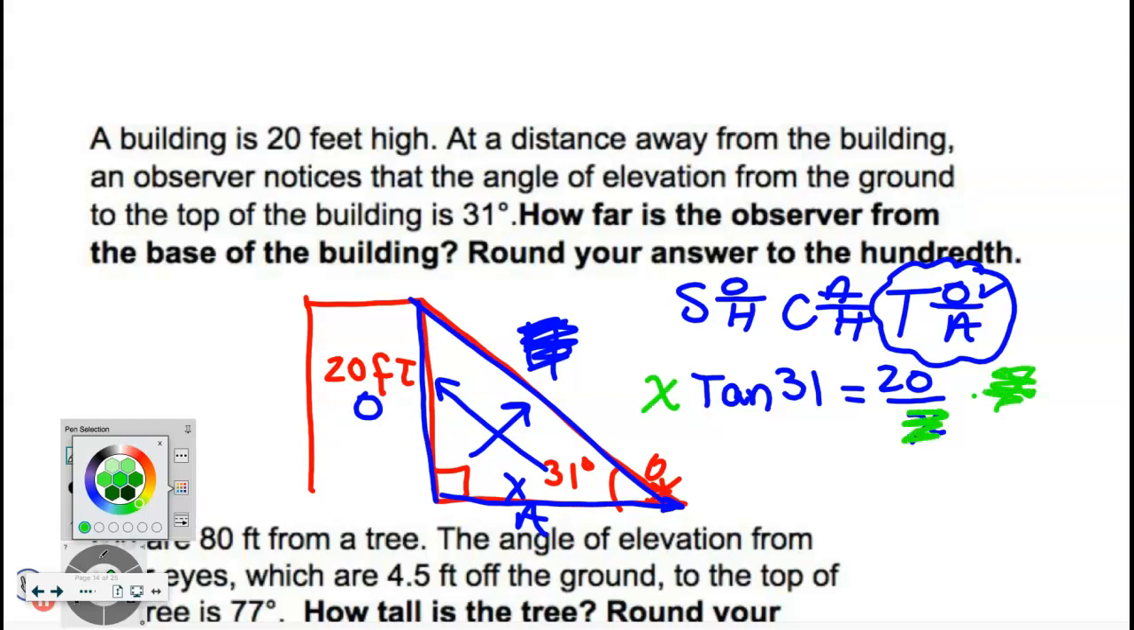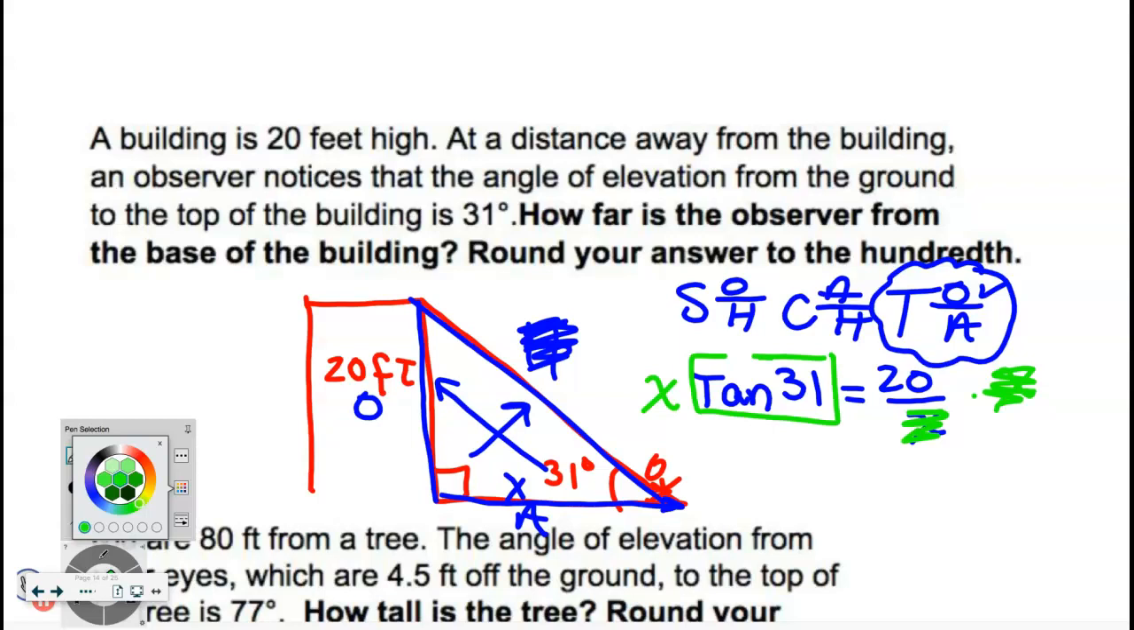And then, Cole, would I be done? No. What do I need to do before I can go to my calculator? Or what are you going to do on your calculator? Yeah, you're going to divide. And remember, this is a number right here, tangent of 31.